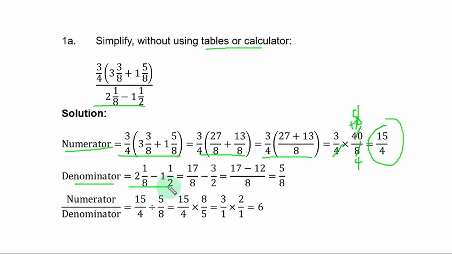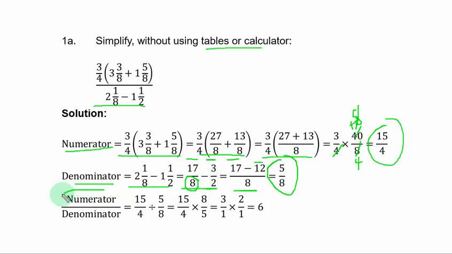Convert the mixed fractions to improper fractions. You have this result. What you have is fraction subtraction. You find the LCM of 8 and 2. That is 8. If you divide 8 by 8, you have 1 times 17 is 17. Divide 8 by 2 is 4. 4 times 3 is 12. If you subtract, you have 5 over 8.